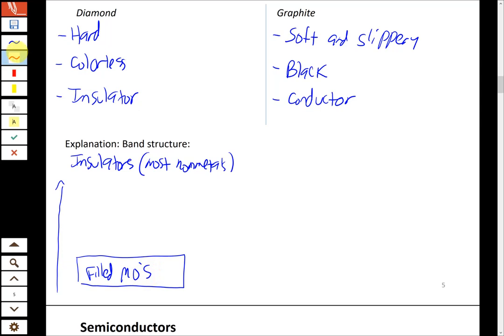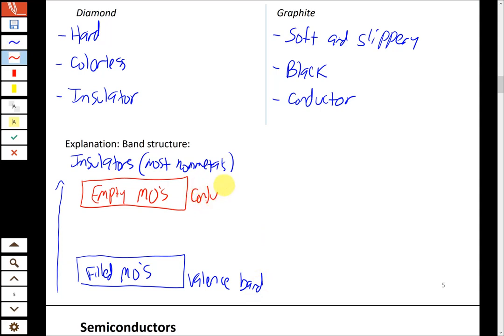And then above that, with a pretty significant gap, you have the empty molecular orbitals. All right, and we have names for these in the context of band structure. The one that's filled is called the valence band, and the one that's unfilled is called the conduction band. Those are terms you should know. In an insulator, the key aspect is that you have a large gap between the valence band and the conduction band.